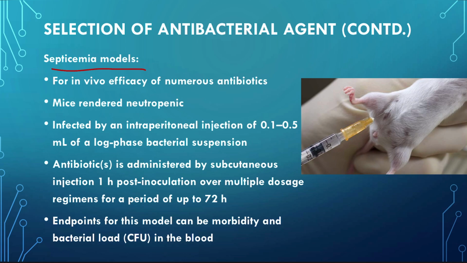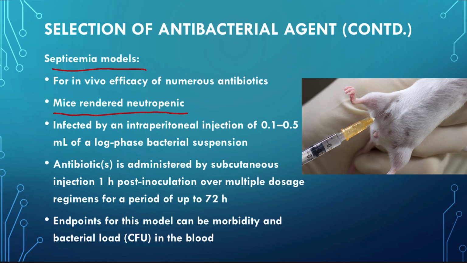First we will have to render the mice neutropenic by giving cyclophosphamide for 3 days. Then we have to give an intraperitoneal injection of 0.1 to 0.5 ml of log phase bacterial suspension. Same thing, the log phase of the bacterial suspension, 0.1 to 0.5 ml, given intraperitoneally in the mice. And after that we have to do the subcutaneous administration, or we can use different methods of administration of the antibacterial which we are studying, over a period of 72 hours.